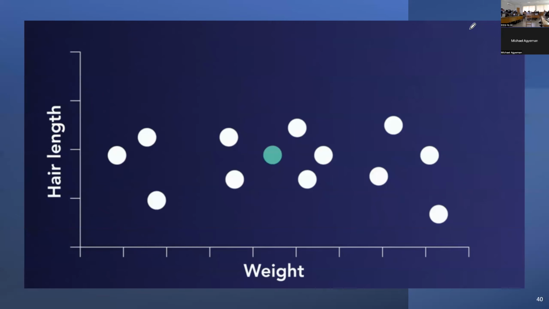And if we say K equals 5, that means we are putting a circle around the 5 of its closest neighbors.